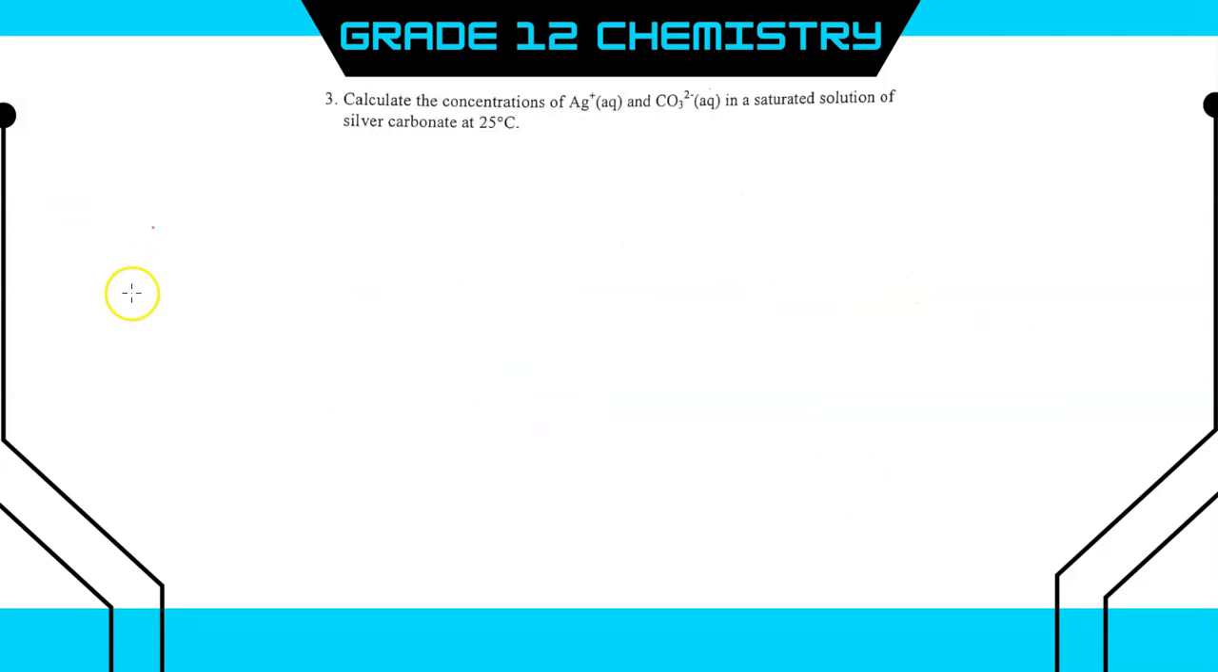All right, in our next problem, we need to calculate the concentrations of silver and carbonate ions in a saturated solution of silver carbonate at 25 degrees. All right, so let's write our equation for this. So silver and carbonate, that's a charge of 2 minus, so we're going to need 2 silvers. Right, that is a solid. And we're going to write an equilibrium with our ions. So Ag and aqueous, and same with CO3.